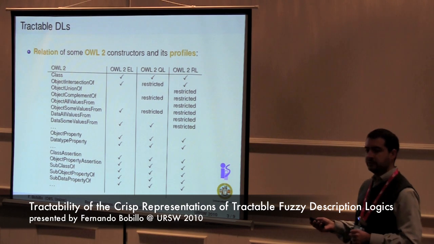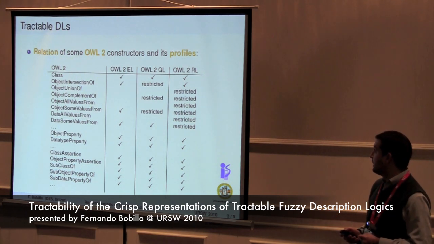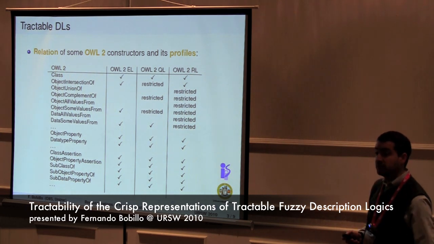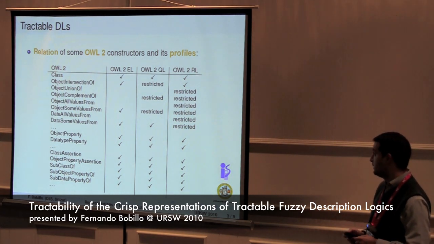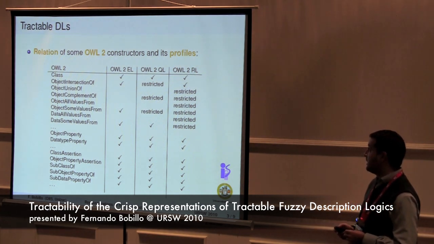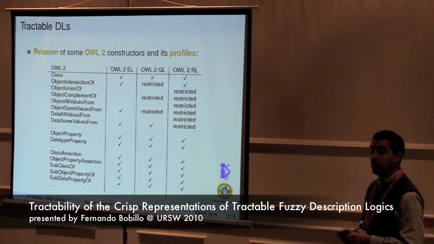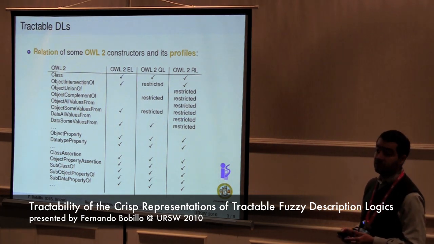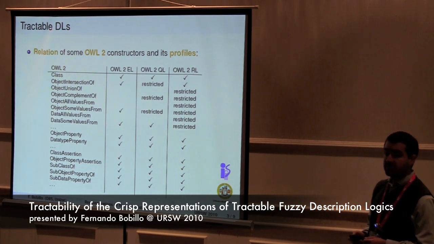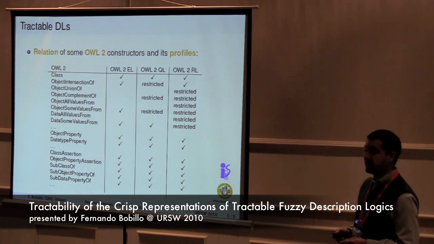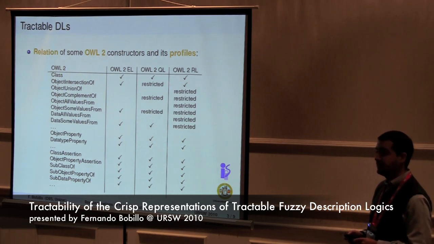As an example illustrating how these profiles work, in this table we can see some constructors of OWL 2 in the first column on the left side, and then we show for the three profiles whether this constructor is allowed, whether it is not allowed at all, or whether it is allowed in some restricted form. We can see that all of them allow some constructors, but others are not allowed or restricted. This is why reasoning is more efficient.